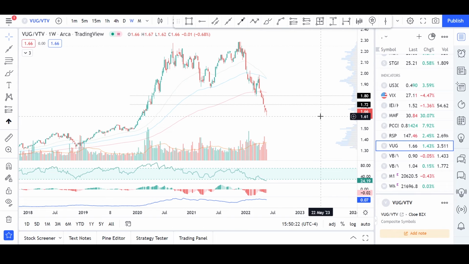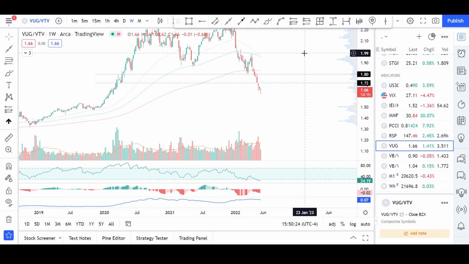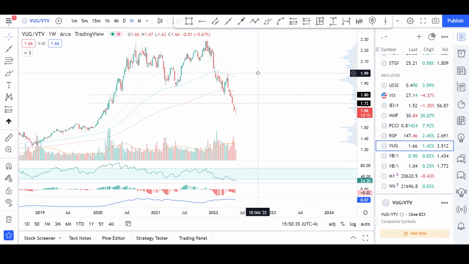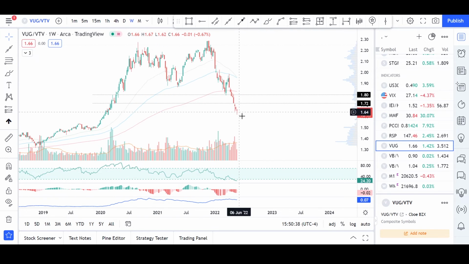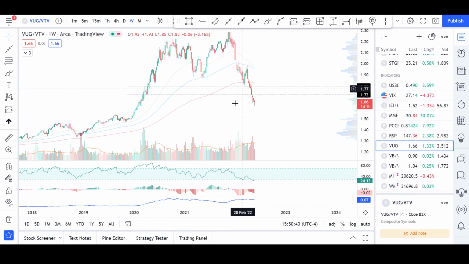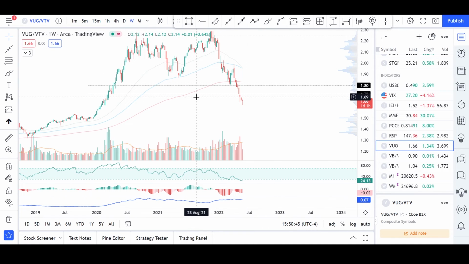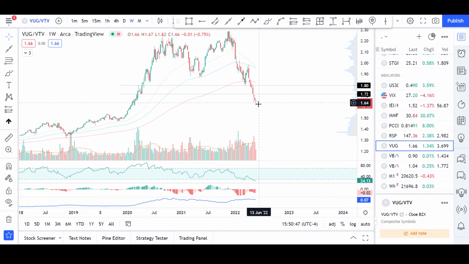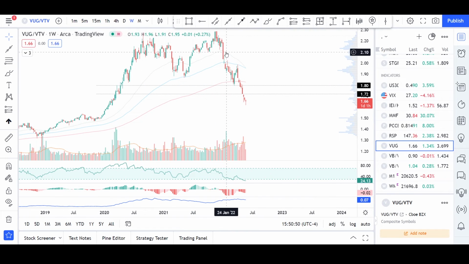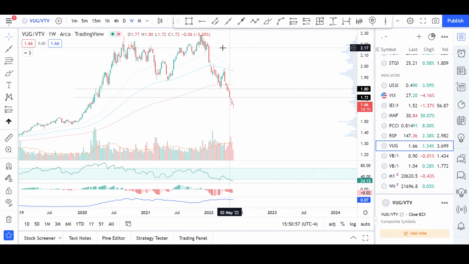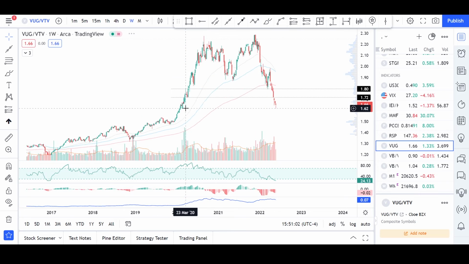As of next, let's have a look at VUG to VTV. That shows us the ratio of growth stocks to value stocks, and right now we can find that value stocks are taking the lead in terms of performance. We can observe a sell-off of growth stocks that really started in January of 2022, and by now we can observe real carnage in the tendency.